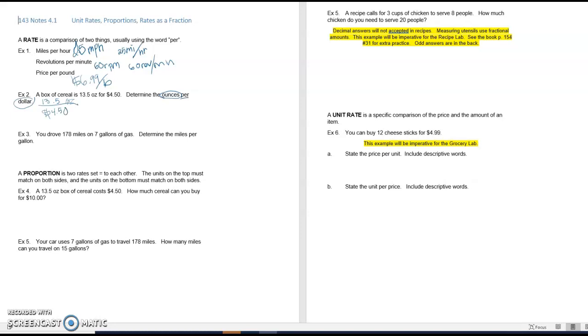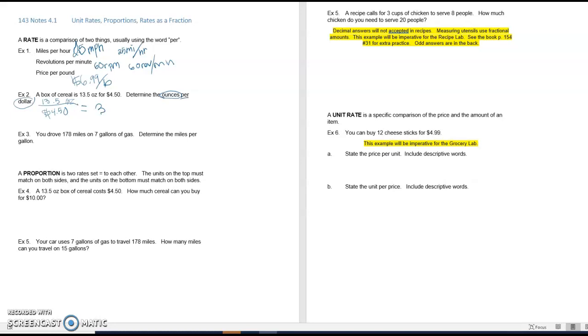Now, to convert that, you're going to divide. So let me get my calculator out. Let's see. So I'm going to divide 13.5 by $4.50. And I got 3, which is really, really unusual. That was nice of me to give you one that was so pretty. But this ends up being 3.